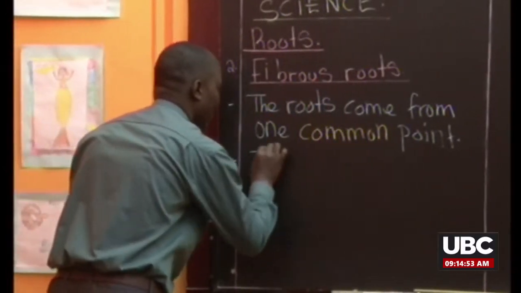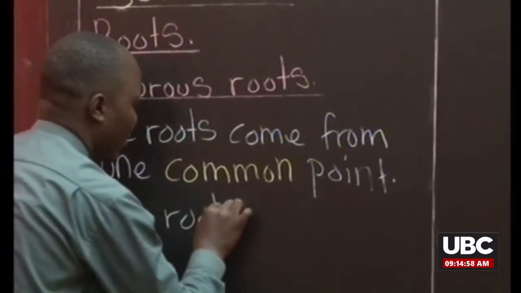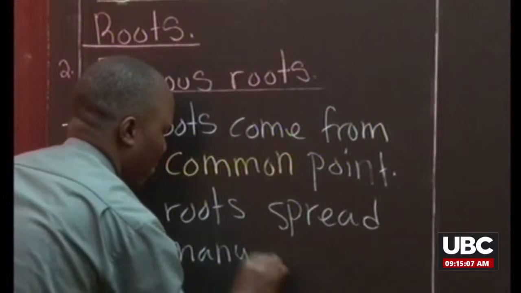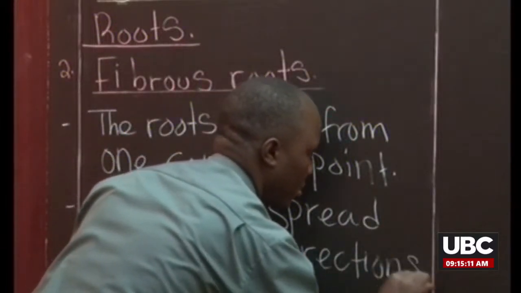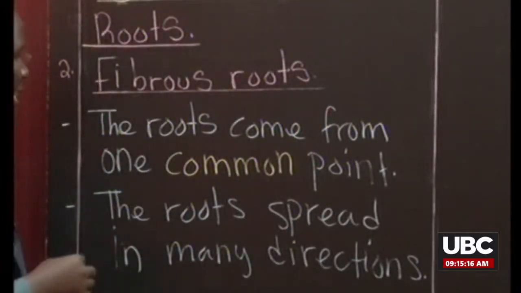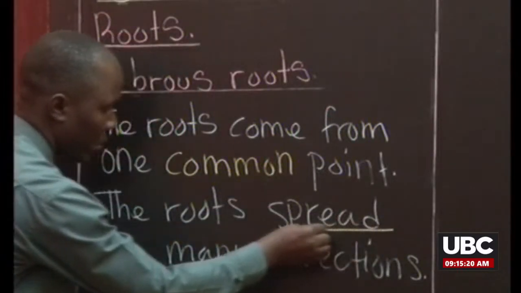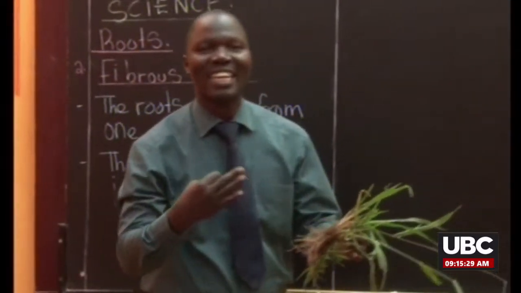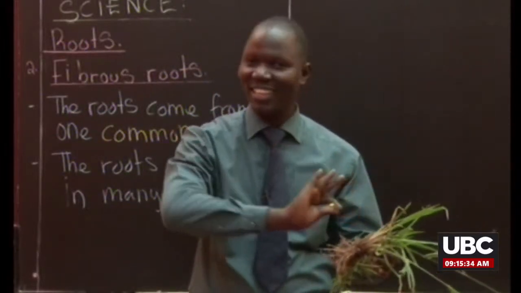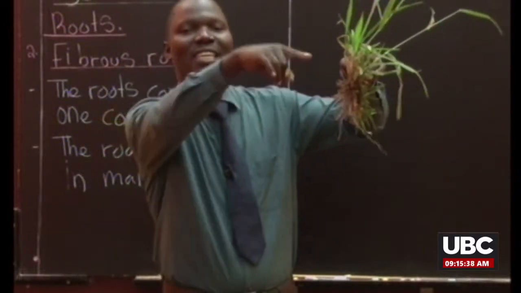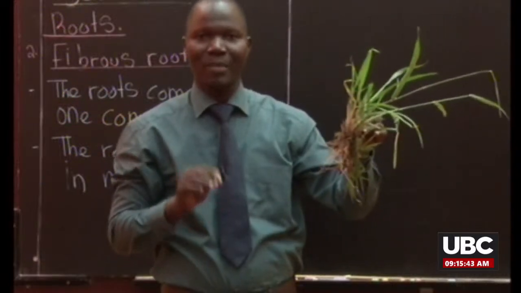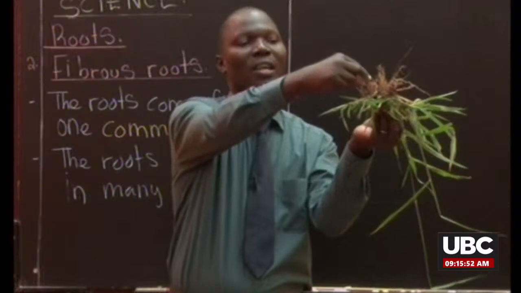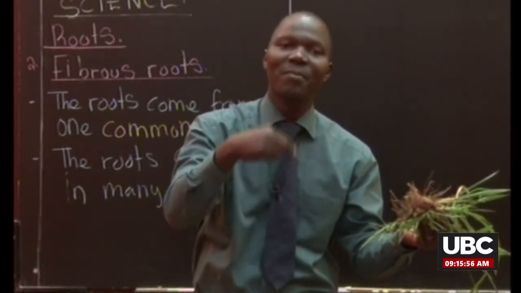We say the roots spread in many directions. Children, we need to note the roots spread in many directions. I know Teacher Andrew talked about the compass directions, north, east, west, south, and so on. The roots go in those different directions. And the last point we need to note about these roots is, when you look at this root, that root, and that root, they are of the same size.